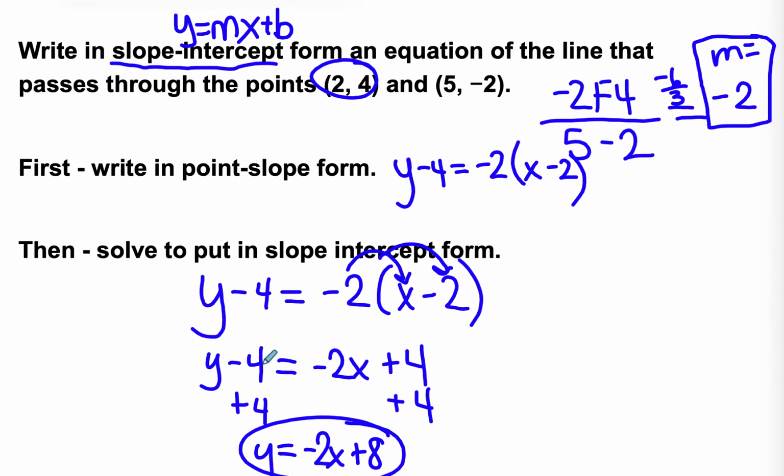Then I have to get rid of whatever's on the side with the y. On this one, it's the minus 4, and we get rid of it by adding 4. So negative 4 plus positive 4, that equals 0. I'm left with y. And then on this side, negative 2x, I don't have like terms for that. It's still negative 2x. And then 4 plus 4 is 8. So my slope-intercept form equation is y equals negative 2x plus 8. Even if I picked the point (5, negative 2) over here for my point slope form equation, I would end up getting the same slope-intercept form equation.